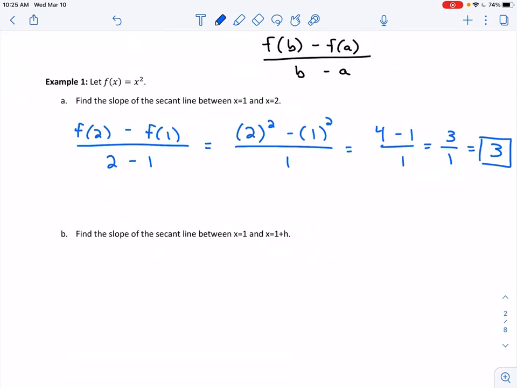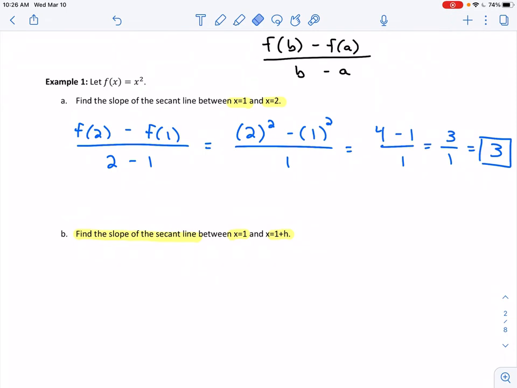What I'm going to do now in this next problem, I'm going to start it off the same way. Find the slope of the secant line. So I'm actually going to be using that same formula. And you can look between x equals 1. So okay, x equals 1 is staying the same. But I'm going to change that second point. First time I had x equals 2. Now I'm going to change it to x equals 1 plus h.